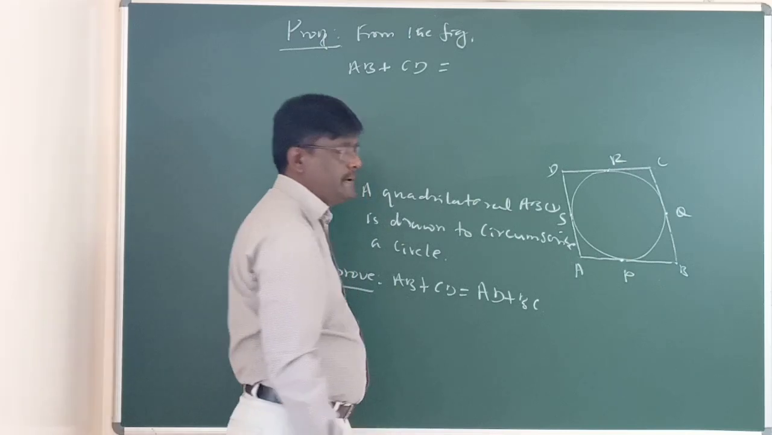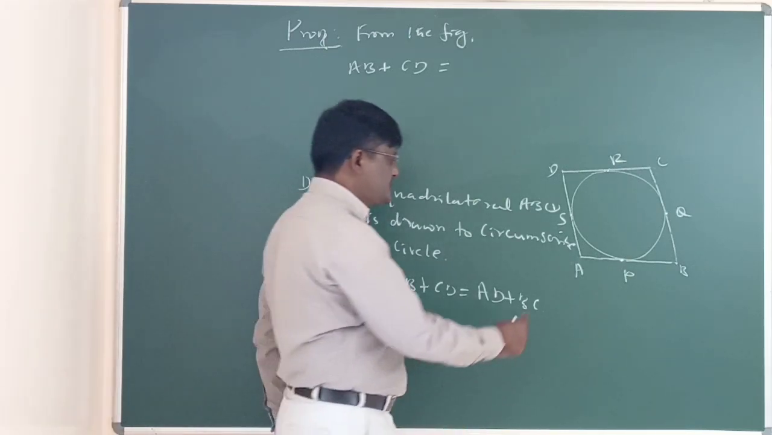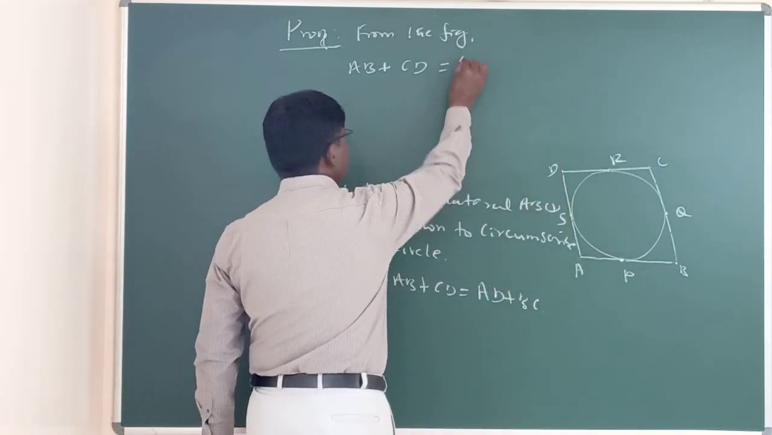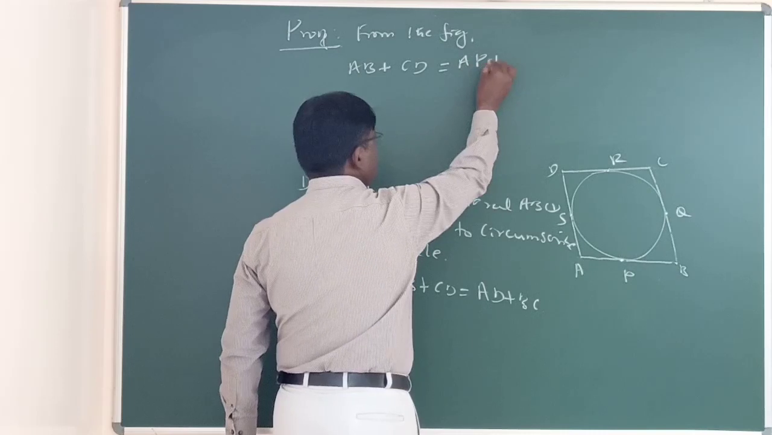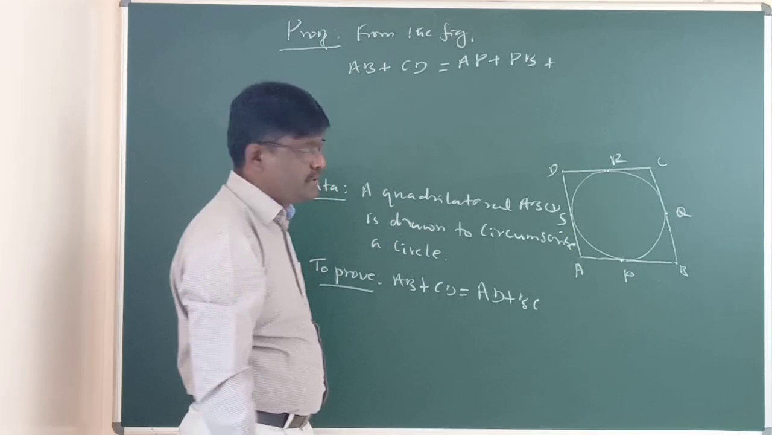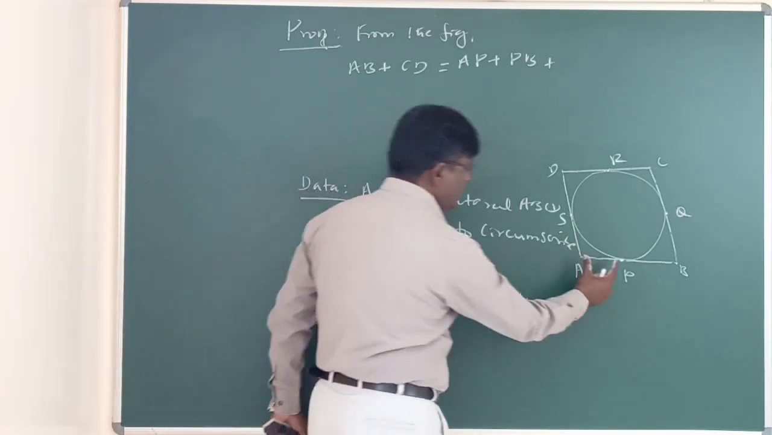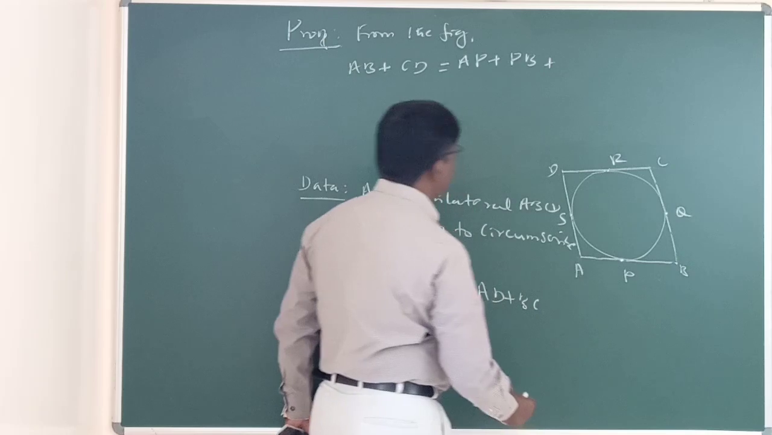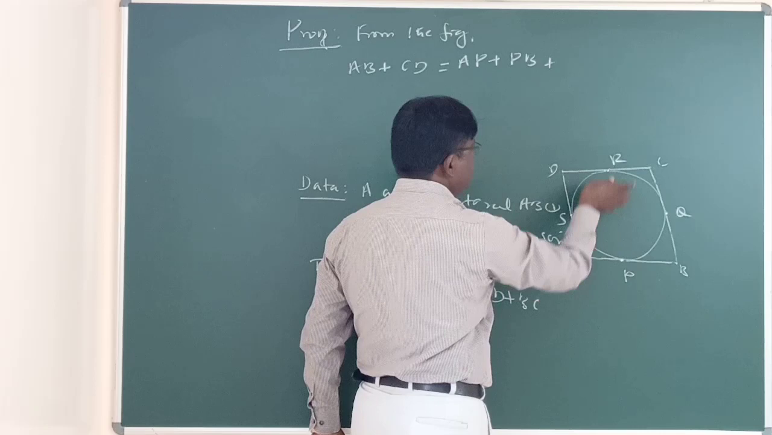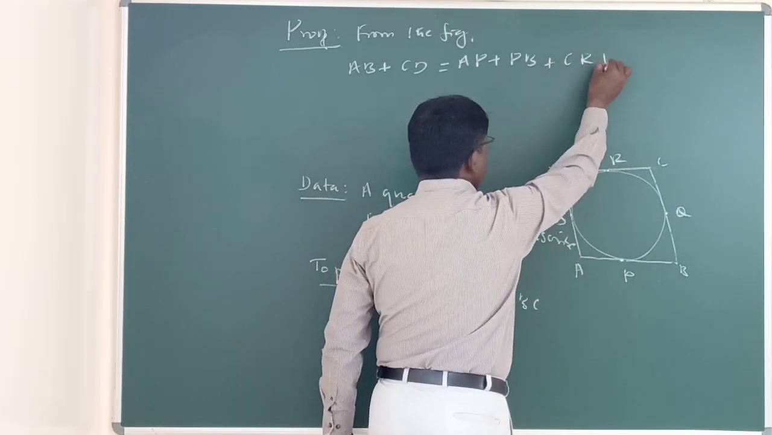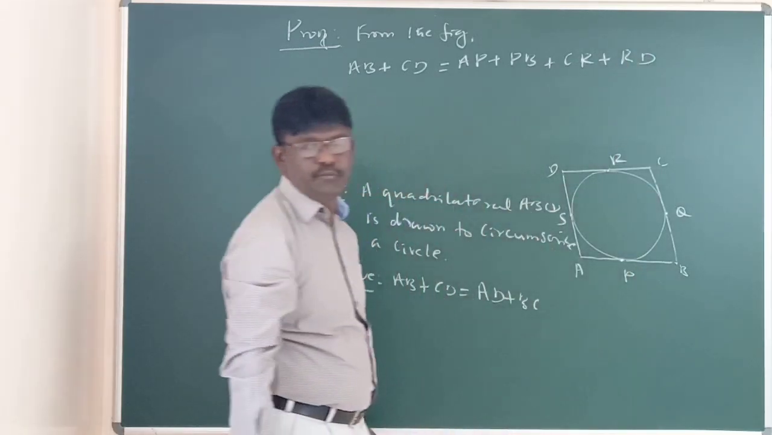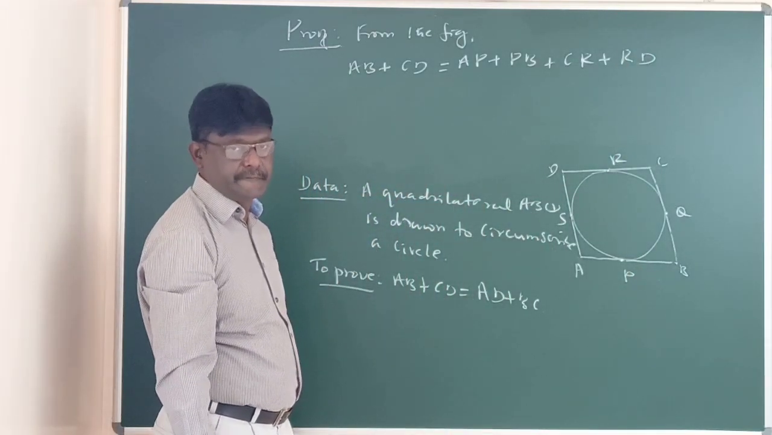The only possible way, in the very next step, is to split this AB as what? AP plus PB, with respect to the figure. Okay. So now AB is split into AP plus BP, or PB. What about CD? CD can be written as CR plus RD. Correct? CR plus RD. These are simple common sense.